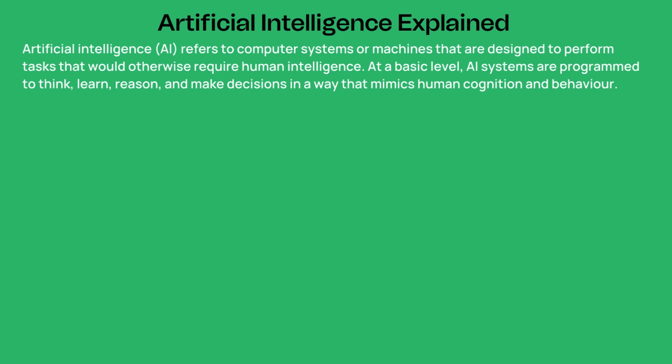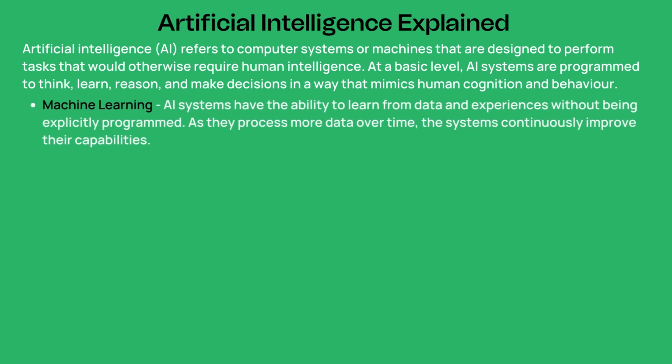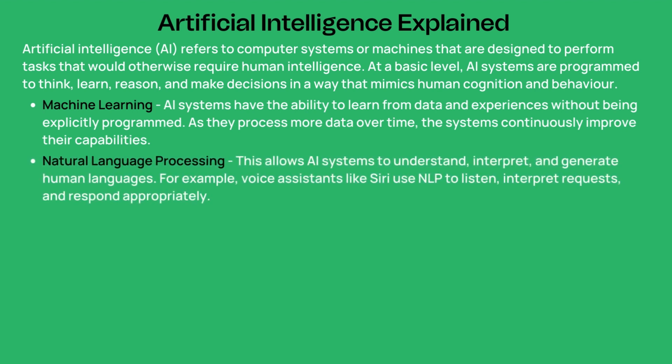Some key aspects of artificial intelligence include machine learning. So AI systems have the ability to learn from data and experiences without being explicitly programmed. As they process more data over time, these systems continuously improve their capabilities. Next key aspect is natural language processing. This allows AI systems to understand, interpret, and generate human languages. For example, voice assistants like Siri use NLP to listen, interpret requests, and respond appropriately.